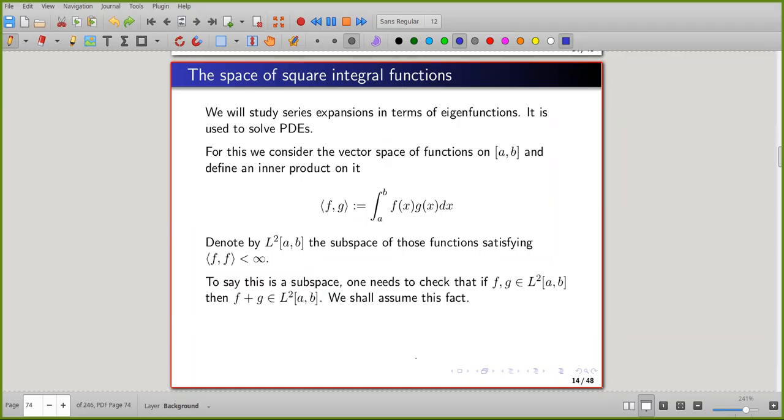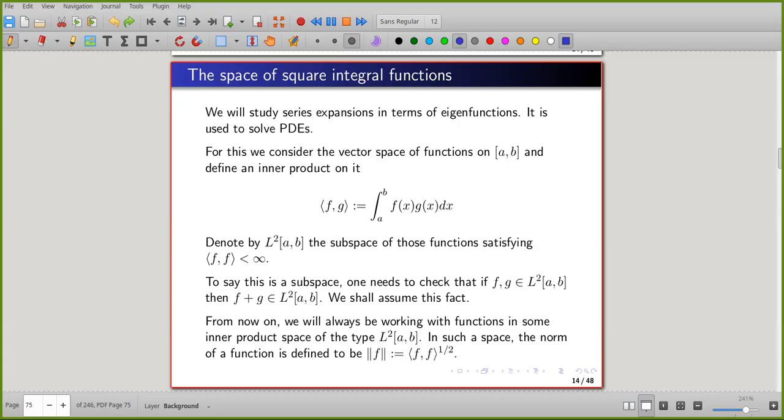This is a comment which I had made a long time ago. When we take the space of all functions on a b, that is obviously a vector space. And to say that those functions whose inner product with itself is finite form a subspace, we need to check that if f and g belong to L2 a b, then all their scalar multiples belong to L2 a b. So we assume this fact. It should not be very hard to prove, but anyway, we won't bother about that.